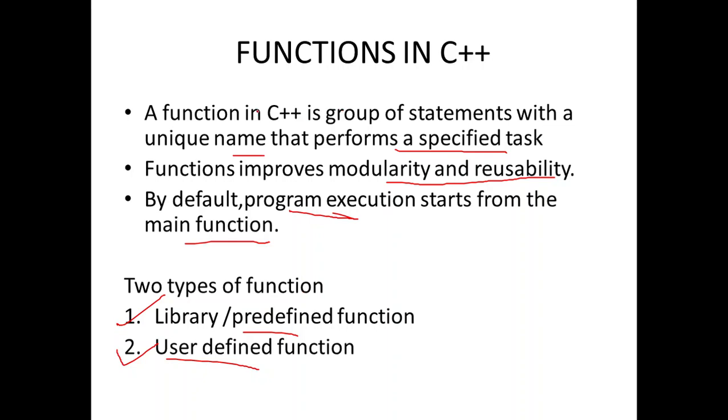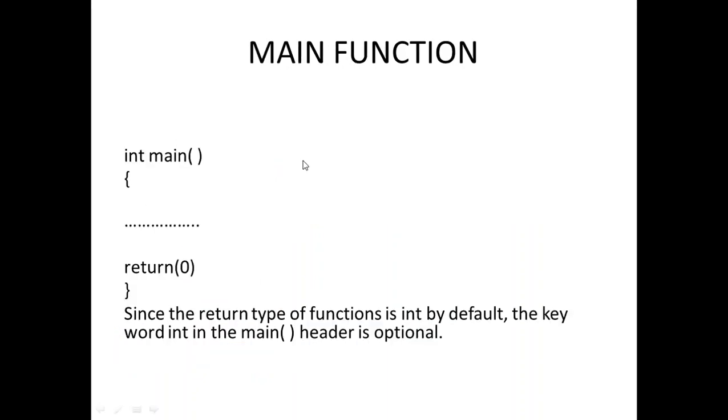In general, a function is a group of statements with a unique name. So this is the typical example or syntax of the main function. There will be int main, where int is the return type of the function. Return type means the type of the output. If we are returning 0, since 0 is an integer, we write int, and then the function name. Here this is the main function, and we write the circular braces.